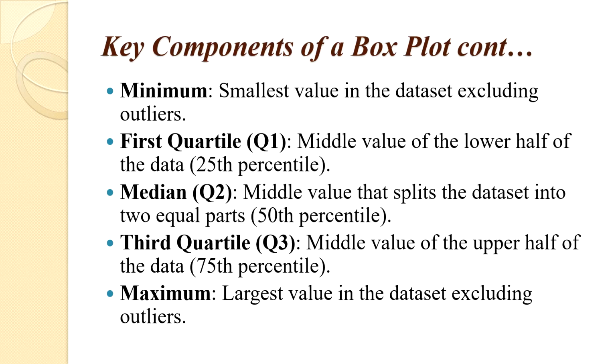The next key component is the third quartile, Q3, the middle value of the upper half of the data set. We call it the 75th percentile. The values will be a little higher compared to Q1 and Q2. Then the last one is the maximum, the largest value in the data set, again excluding the outliers. Whichever is the largest value after excluding outliers, we take it as the maximum value. So minimum, then Q1, Q2, Q3, then the maximum value. These are all the 5 key numbers of a box plot.